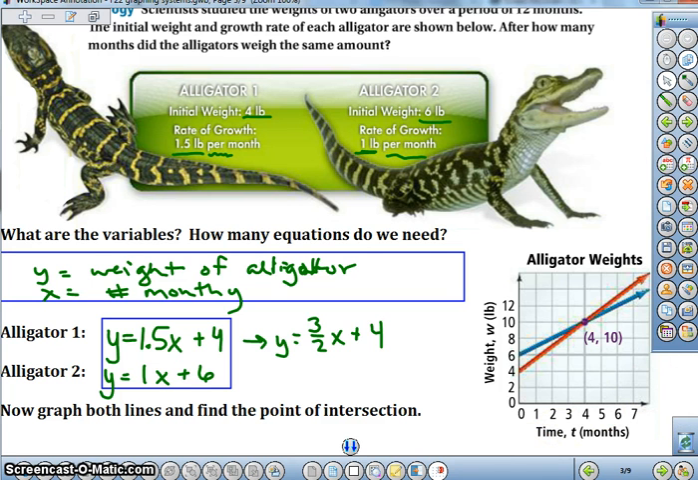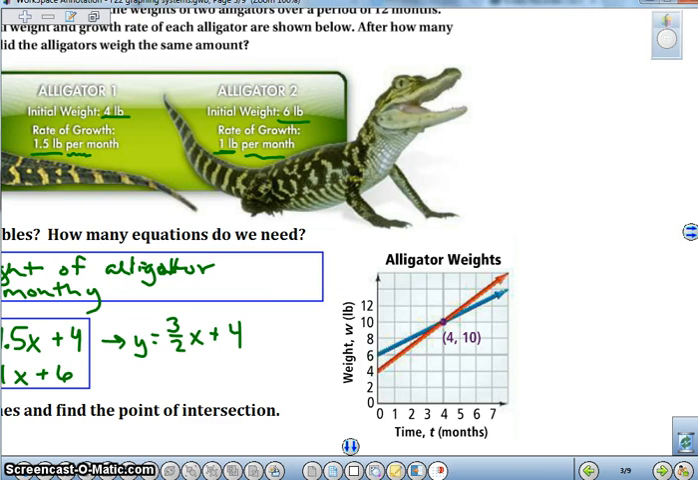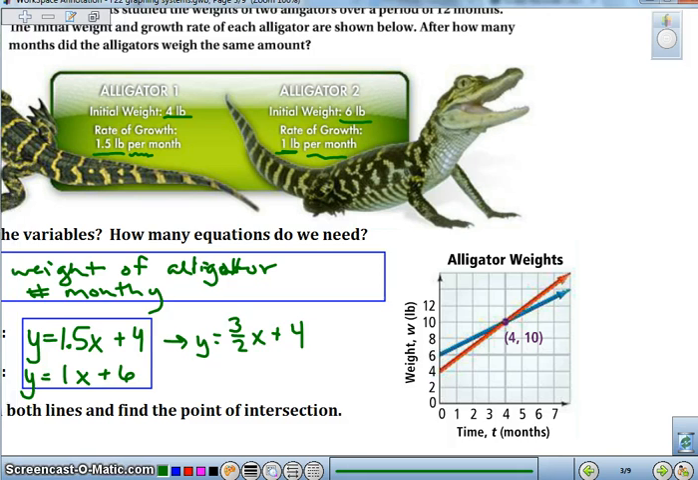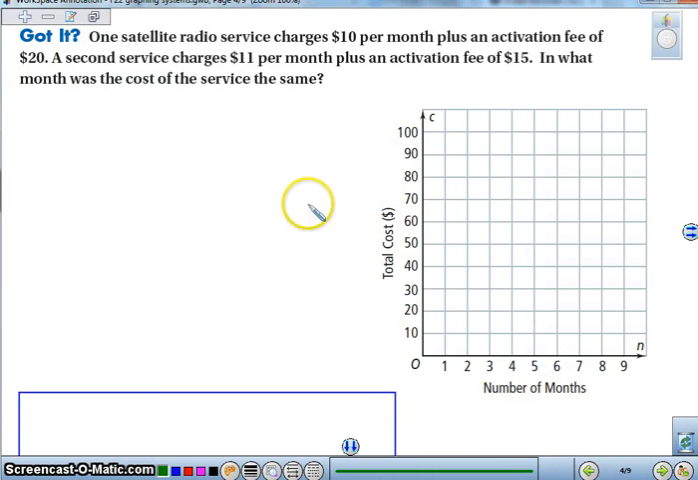Here's what the graph looks like, and I'm going to show this to you because I want you to just look at this graph. Notice the scale that they used: here they went up by 2s, here they went up by 1s, and they found this point. Now, this is not the easiest way to find the solution because it's kind of ugly. So we are going to look in the next week and later at a couple other ways. Here, the main thing I want you to be able to do is to write the equations.